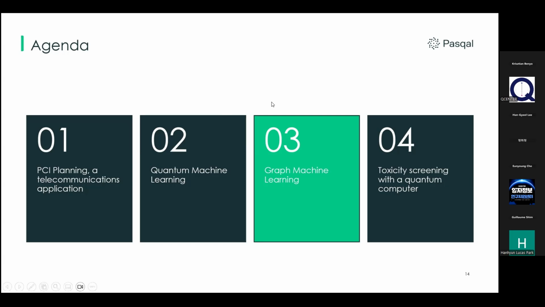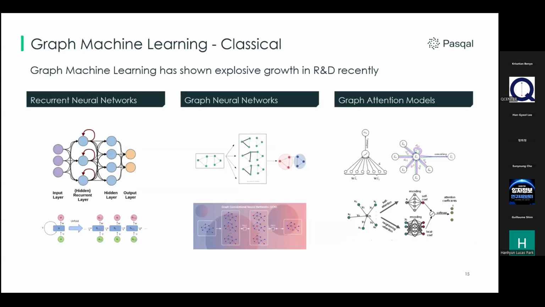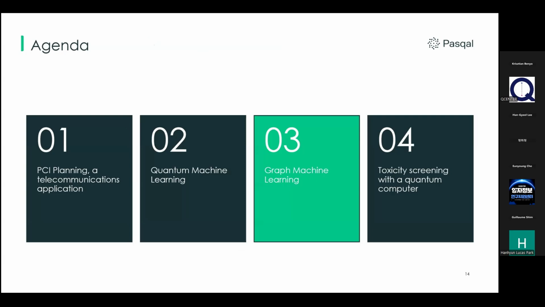So for graph machine learning techniques, oh, there is one more question. Okay, so let's wait a little bit more if there are other questions coming.